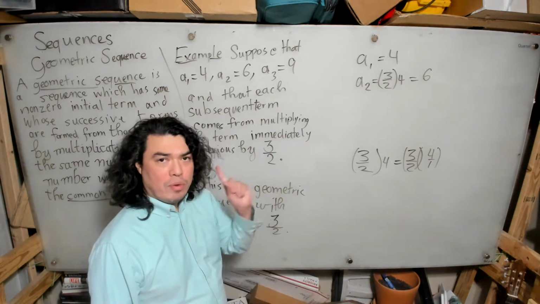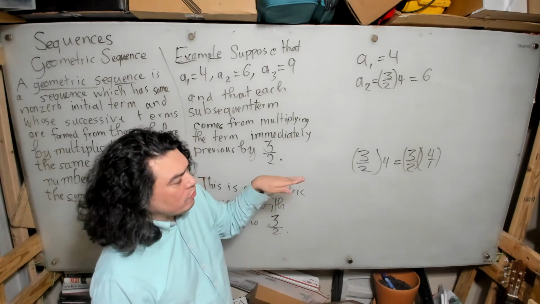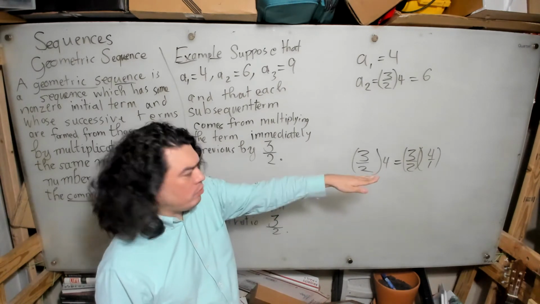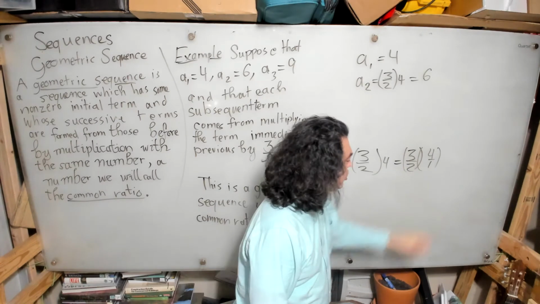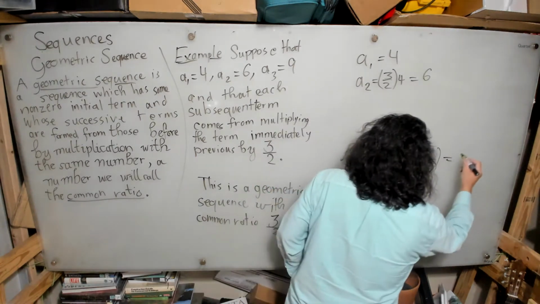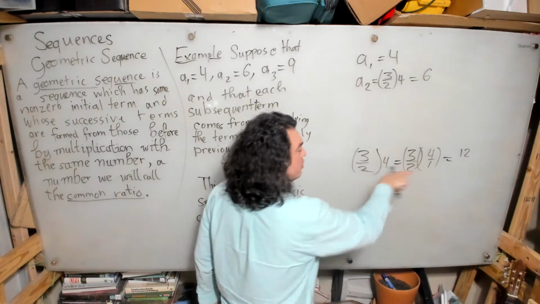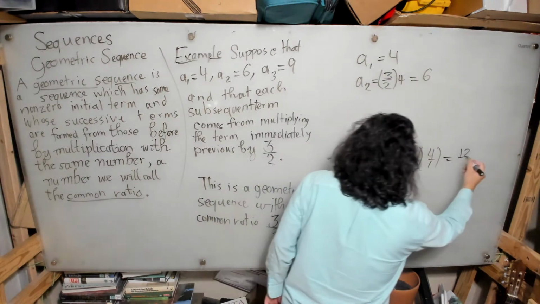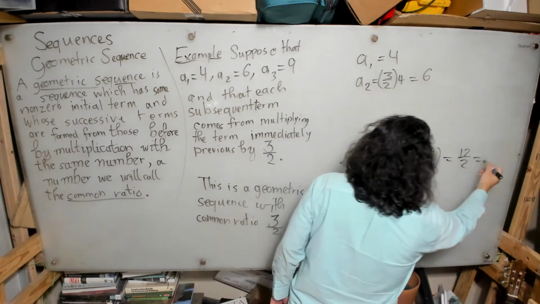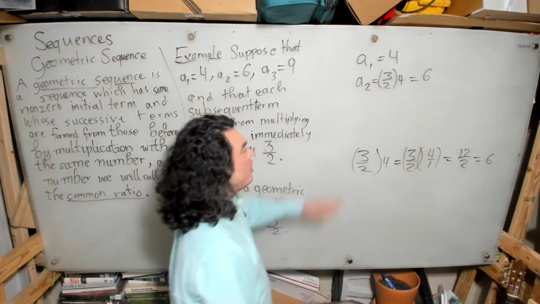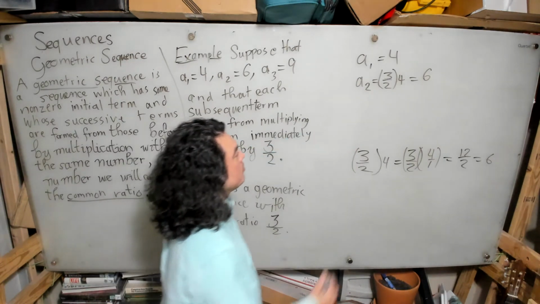Yes. And we remember that when we multiply fractions, the product of two fractions is the fraction whose numerator is the product of the numerators, in this case 3 times 4, which is 12, and whose denominator is the product of the denominators of the fractions, in this case 2 times 1, which is 2. What's 12 divided by 2? That's going to be 6. Okay, so in fact we see that that's the case.